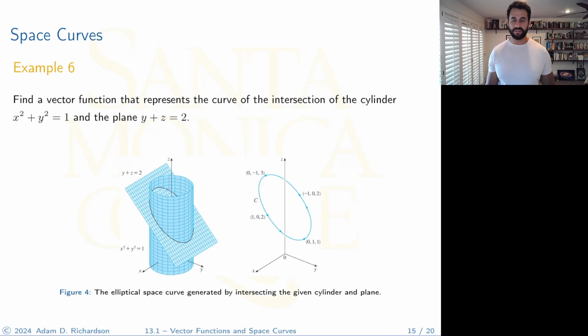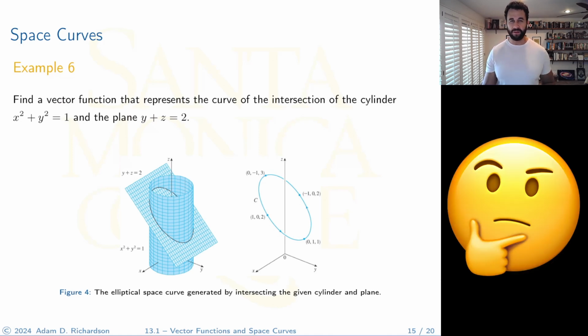So find a vector function that represents the curve of the intersection of this cylinder, x squared plus y squared equals 1, and this plane, y plus z equals 2. So more specifically, what you're looking for is the vector function that describes this space curve right here. All right? So again, think about this one for a bit.